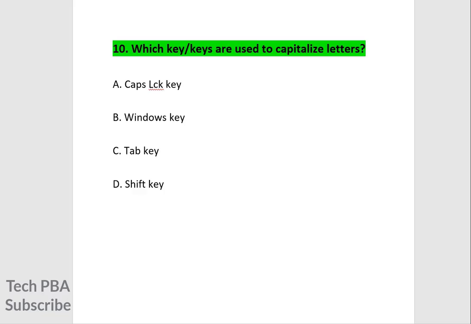Question number ten. Which key or keys are used to capitalize letters? The correct answers are A, the caps lock key, and D, the shift key. The caps lock key is a key on the keyboard. When you press it, you can type in block letters or capital letters. When you press it again, you get back your small letters. Also, you can hold down the shift key to get capital letters or block letters. And when you remove your hand from the shift key, you get your small letters back.